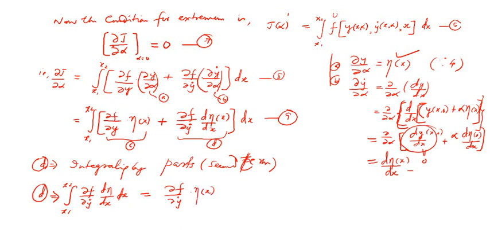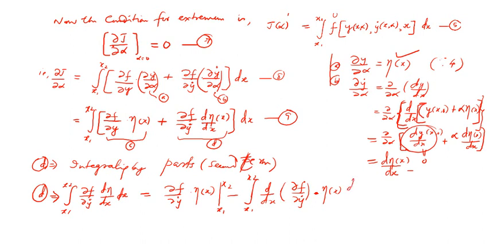Limits from x1 to x2, minus the integral from x1 to x2 of the derivative of the first function. What is the derivative of the first function with respect to x? I have to write d by dx of dou f by dou y dot, into the integral of the second function, that is eta of x, and then dx, eta of x dx.